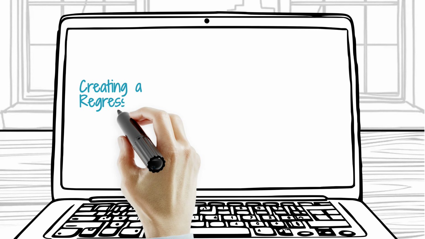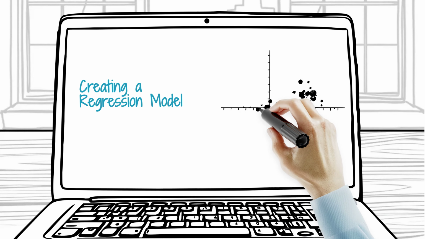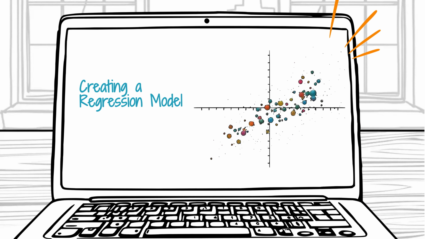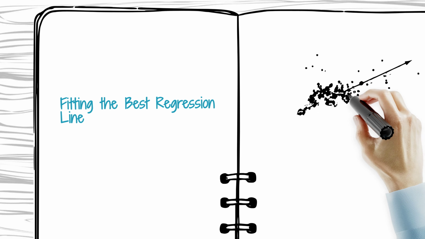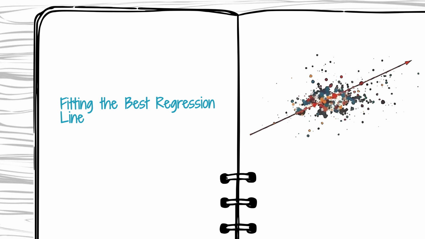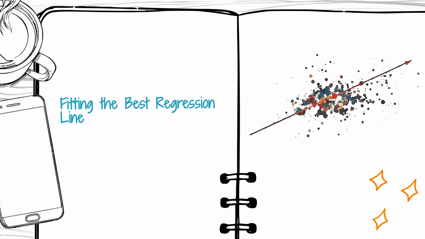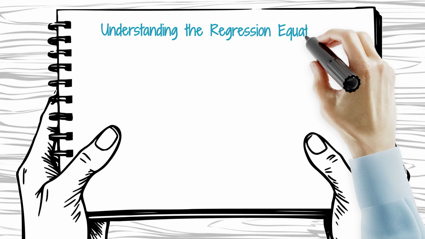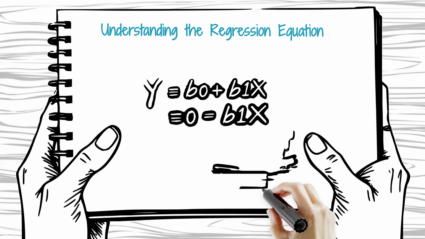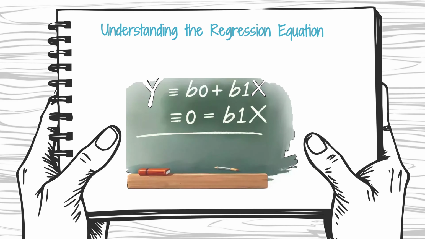So, how do we create a simple linear regression model? First, we start with a scatter plot of our data to visualize the relationship. Our goal is to fit a line that best represents this relationship. This line is known as the regression line and is defined by the equation y equals b0 plus b1x, where y is the predicted value, b0 is the intercept, b1 is the slope, and x is the independent variable.